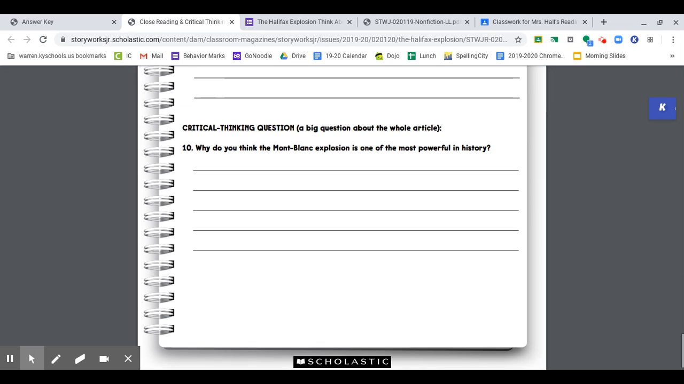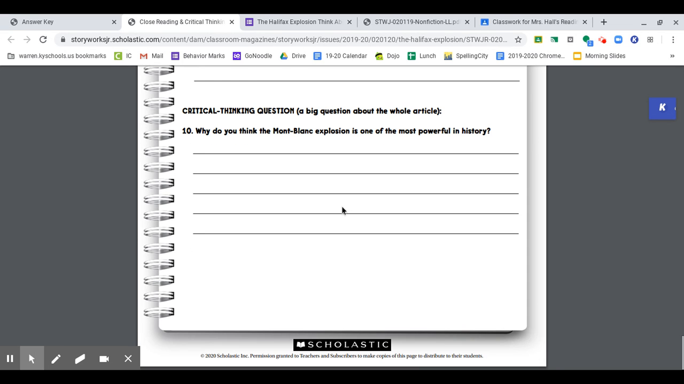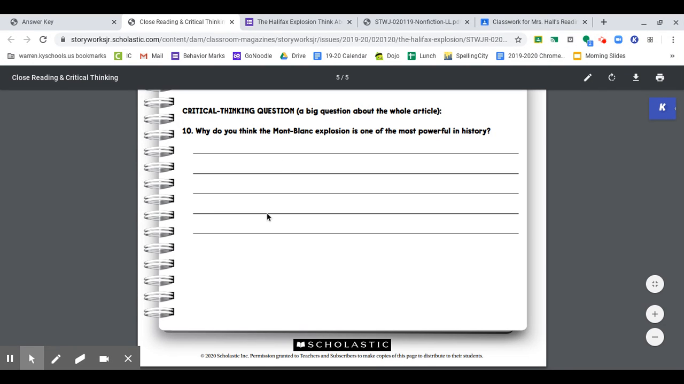And number 10 is our last one. Why do you think the Mont Blanc explosion is one of the most powerful in history? Most powerful explosion. So use any part of the text to support your answer here. And please write more than one reason for that one. So that one we have several questions there, and you can take today and tomorrow to answer that.